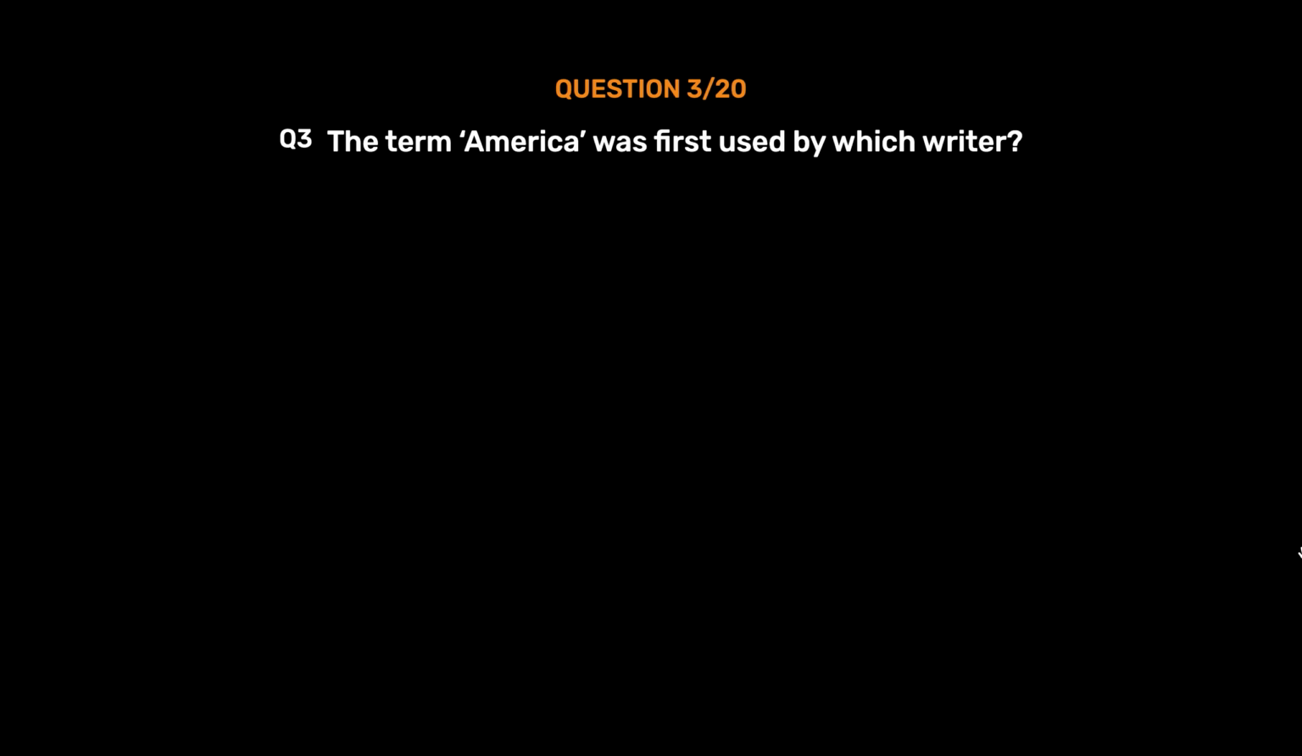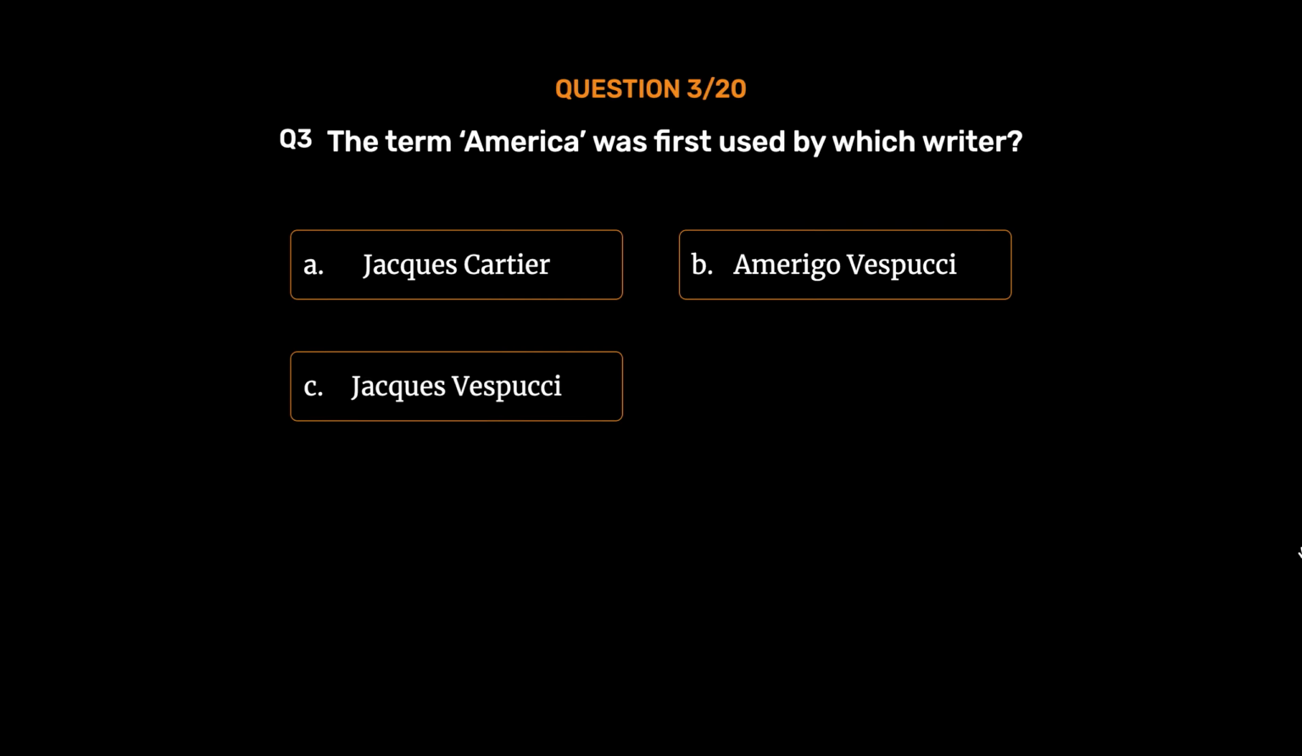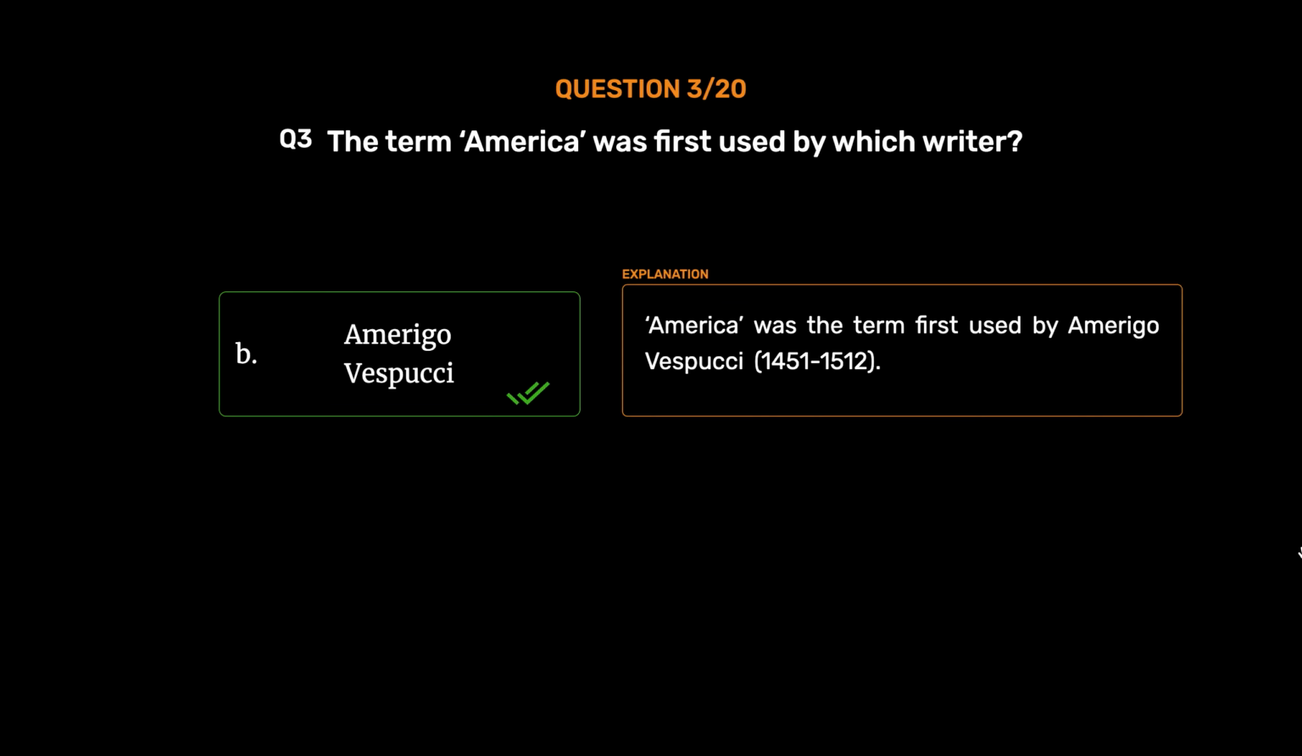Question number 3. The term America was first used by which writer? Option A, Jacques Cartier. Option B, Amerigo Vespucci. Option C, Jacques Vespucci. Option D, Amerigo Cartier. The correct answer is option B, Amerigo Vespucci. America was the term first used by Amerigo Vespucci, 1451 to 1512.